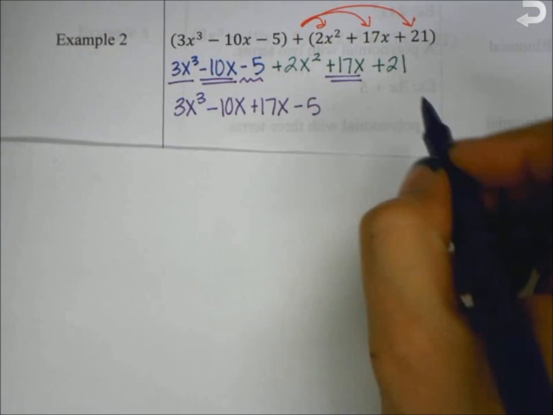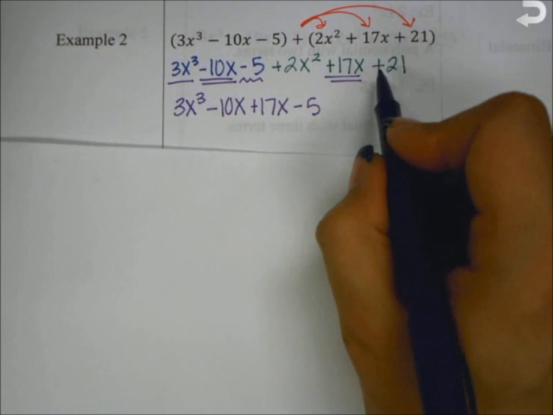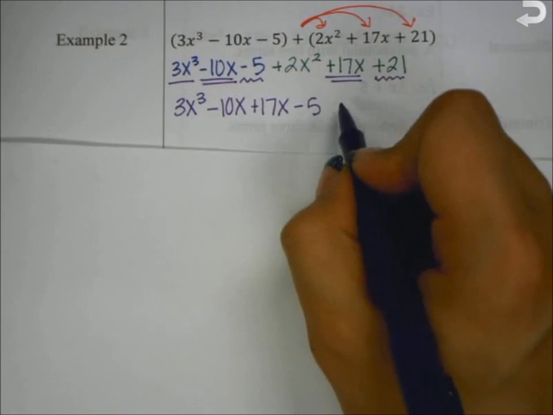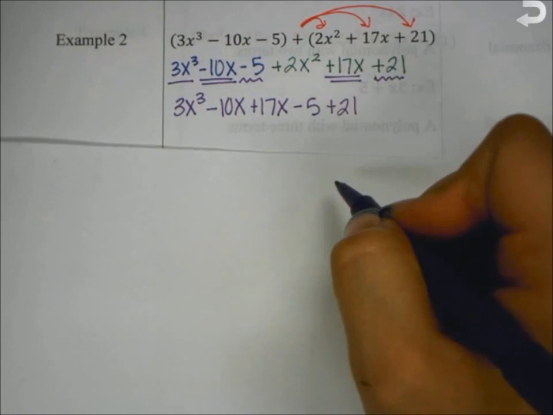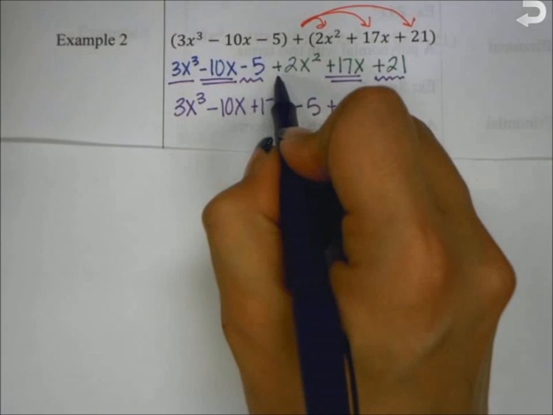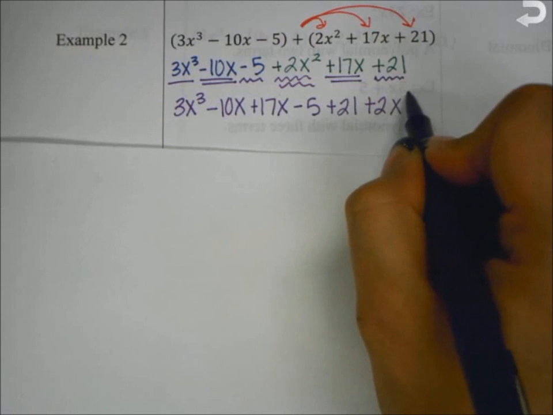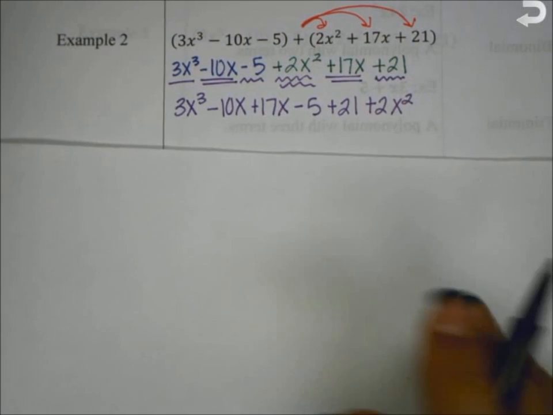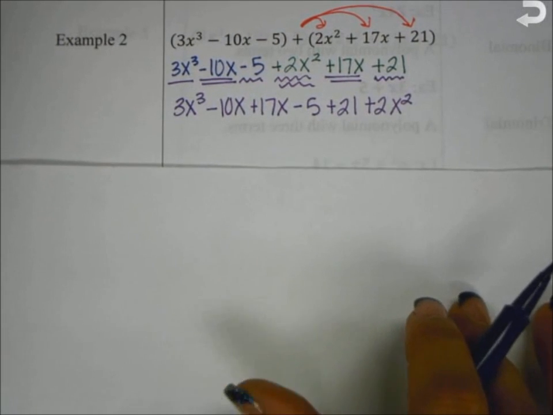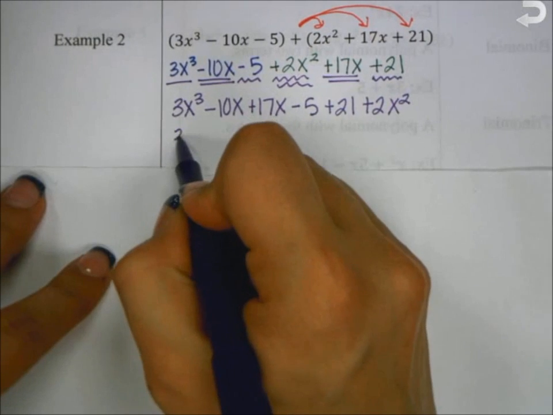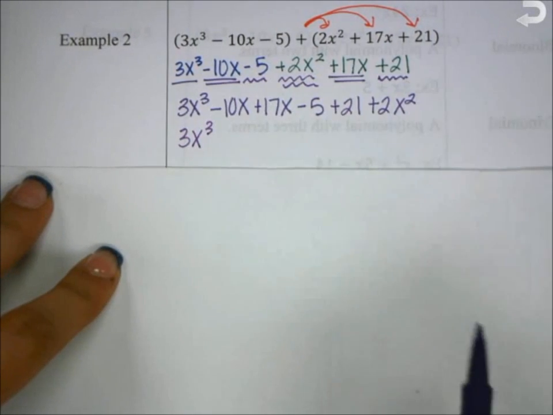And what about this one? 2x squared. Does that one have any like terms? No. So let's combine our like terms. We have 3x to the third. That one didn't have any like terms. Minus 10x plus 17x. What does that give me? Positive 7x.